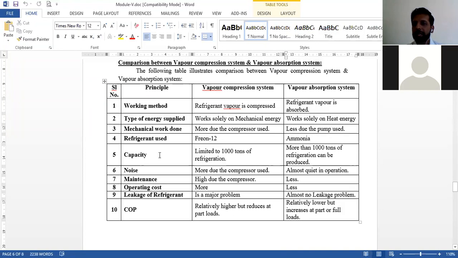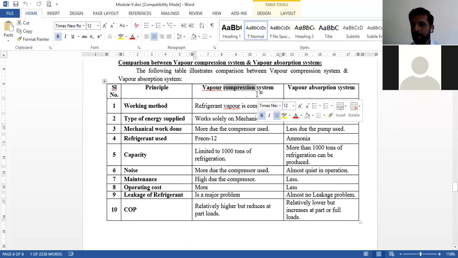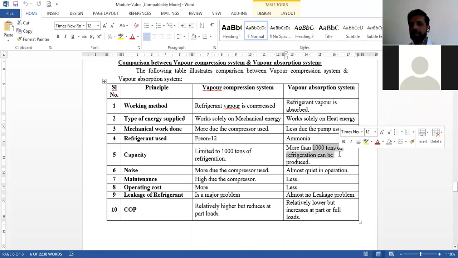Now capacity. When do we choose the vapor compression system, and when should we choose the vapor absorption system? It depends upon the capacity. If it is less than 1,000 tons of refrigeration, they will normally choose the vapor compression system only. They will not go for the absorption system. For large capacities, more than 1,000 tons of refrigeration, they will go for the vapor absorption system, not the compression system. There is a reason for that. We will see that in the next points.